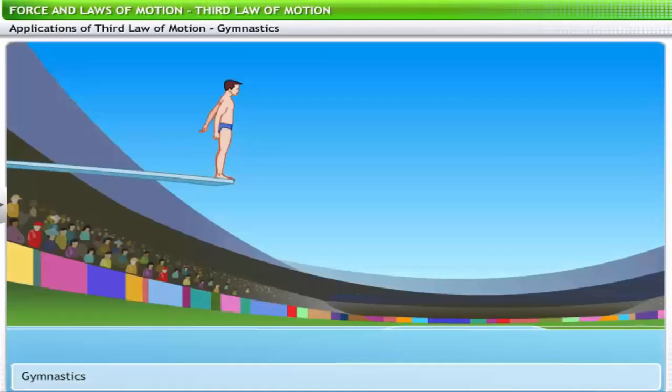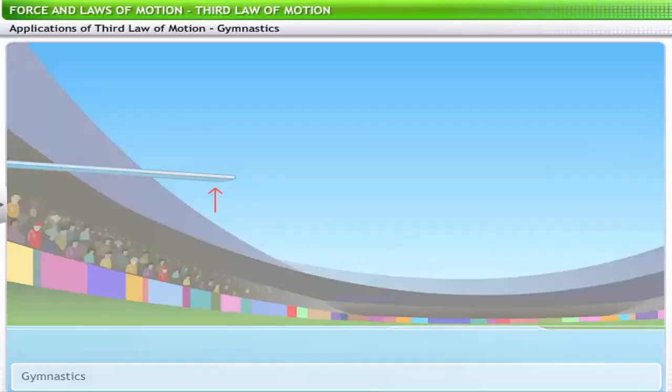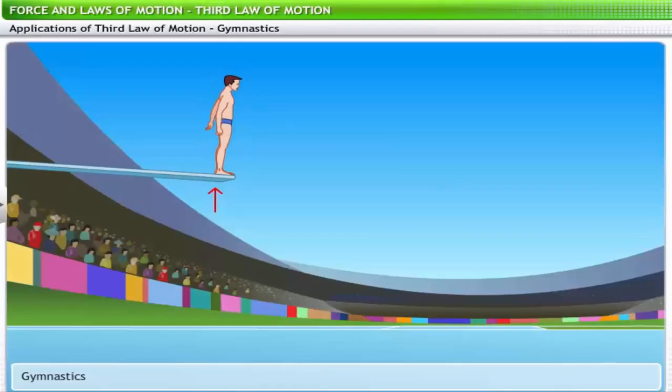If you like swimming and diving, you must be familiar with the diving board. During a swimming event, a gymnast hops on the free end of the diving board before jumping off. The hopping action pushes the board down. When the board is released, it pushes the gymnast up in reaction. The reactive force enables the gymnast to jump higher. This shows that every action force is matched with the reaction force, which is equal in magnitude and opposite in direction.